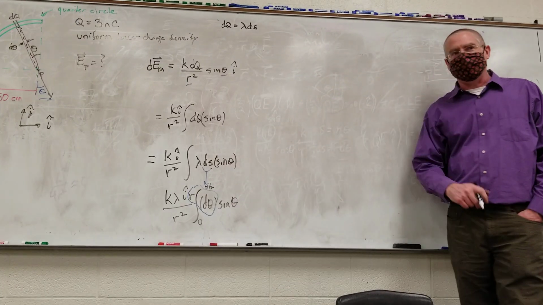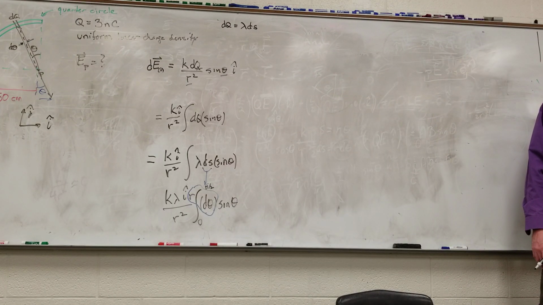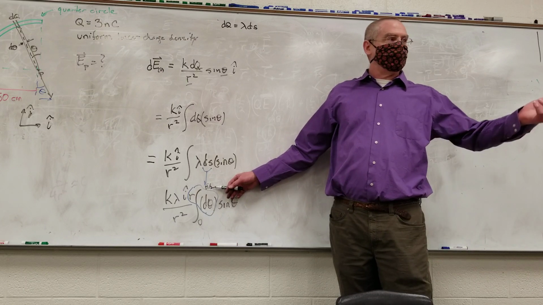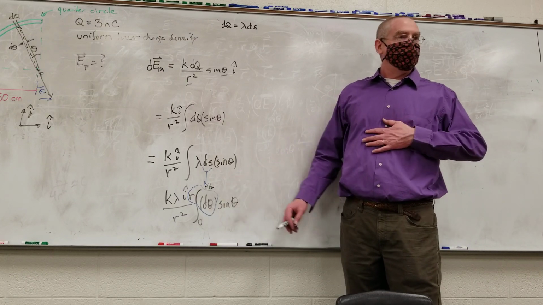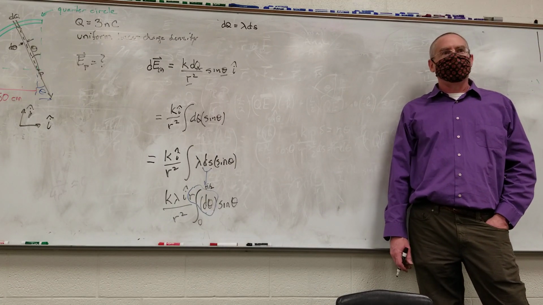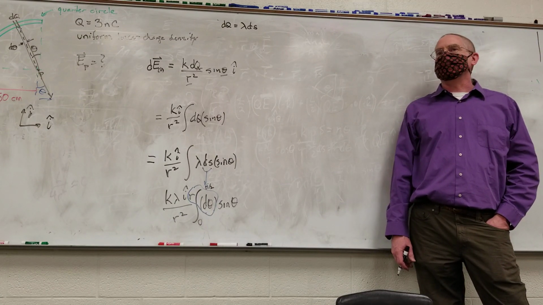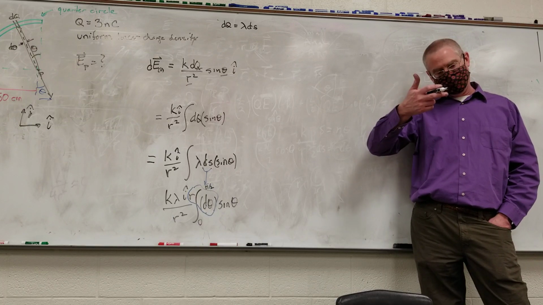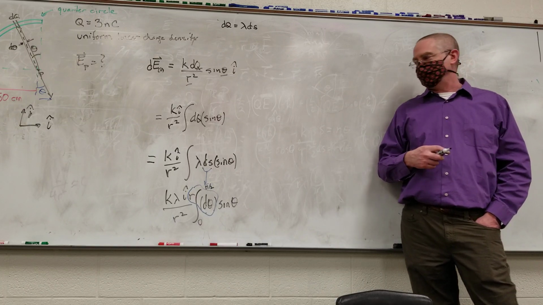And why pi over 2 and not 90 degrees? Why do we want to express the limit of integration in radians and not degrees? There's another reason for it, because S equals R theta was in radians. Yeah, that does assume radians there.